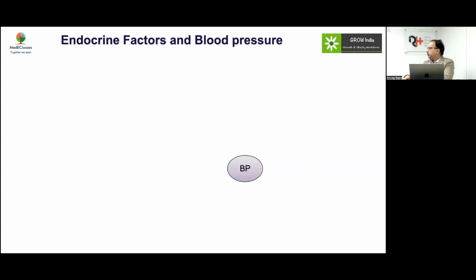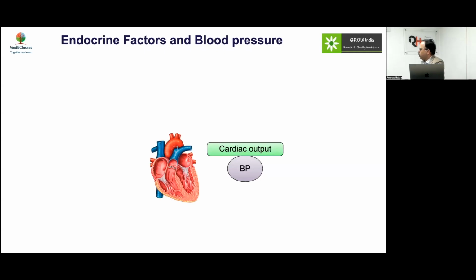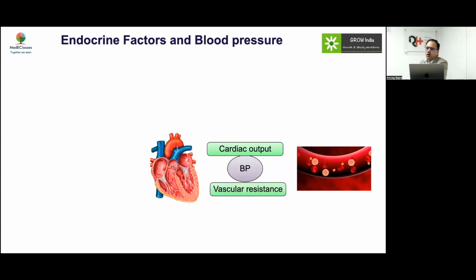So when we talk about hypertension or blood pressure regulation, there are 2 major factors. One, of course, is how much is the cardiac output and how much is the peripheral vascular resistance. These are the 2 major determinants, and many of the endocrine factors will play a role in that perspective. We know that calcium is a major stimulant as far as vascular constriction is concerned, and that is why calcium channel blockers are used for management of hypertension.